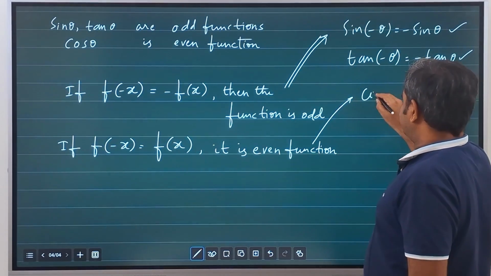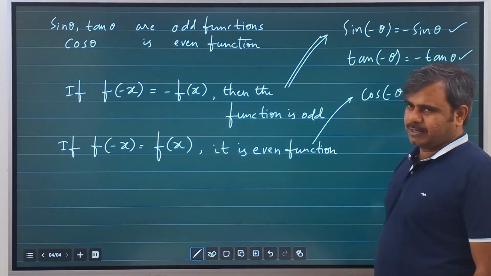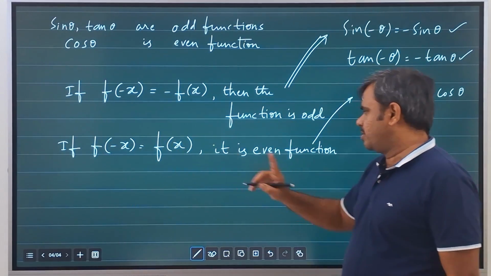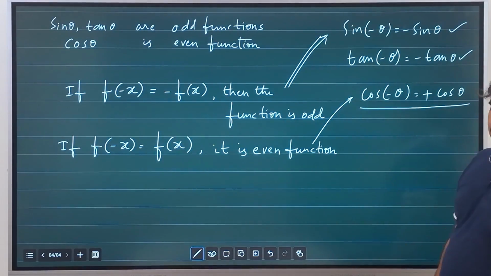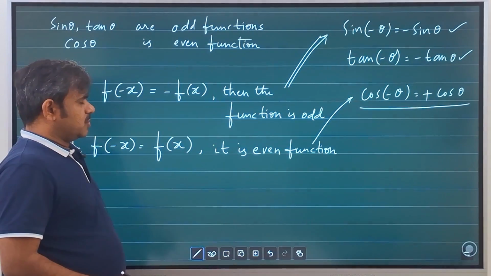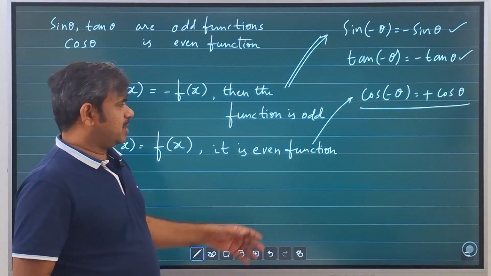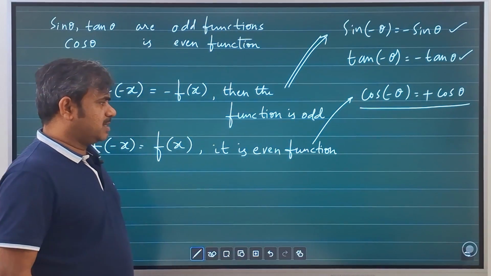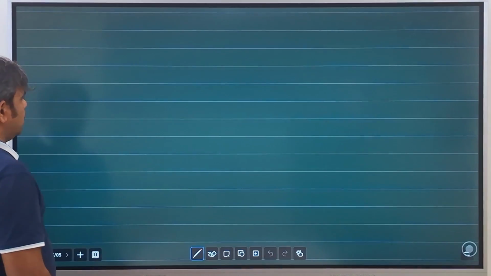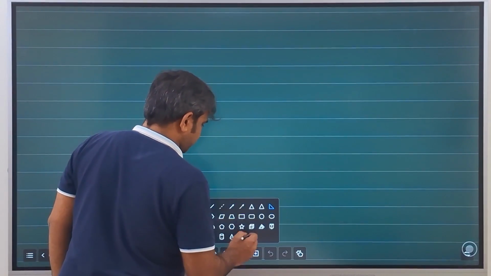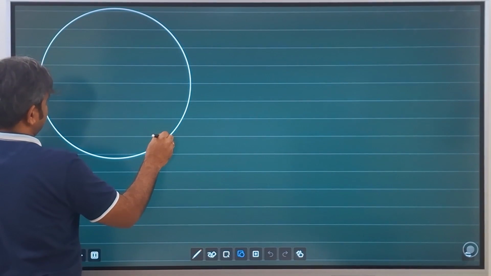Now, cos minus theta is equal to plus cos theta. F of minus x is equal to f of x. So cos theta is an even function because cos minus theta is equal to cos theta. We will discuss how. So cos function of minus theta is equal to cos function of plus theta. That is why cosine function is an even function. Sine function and tan function are odd functions. We will see how.